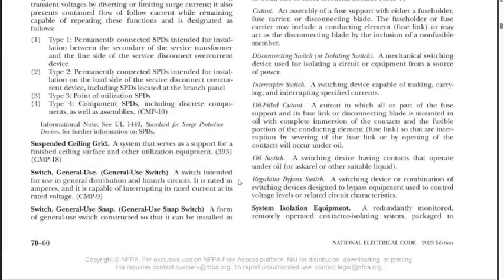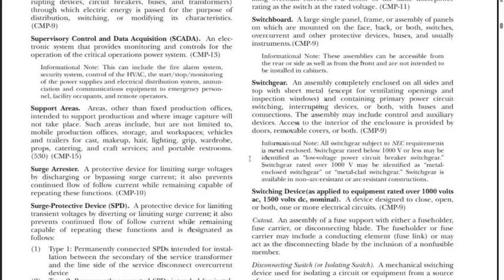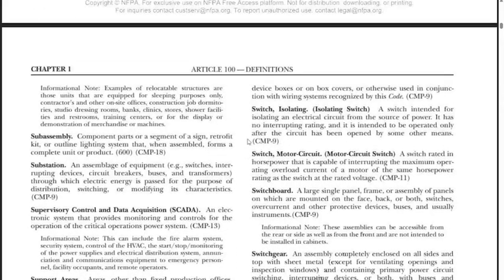All right, so here again, switches have a couple of different definitions, but we're only going to focus on one: general use switch. This kind of is the cover-all, or umbrella term for all of these. A switch intended for use in general distribution of branch circuits. It is rated in amps, and it is capable of interrupting its rated circuit at its rated voltage.